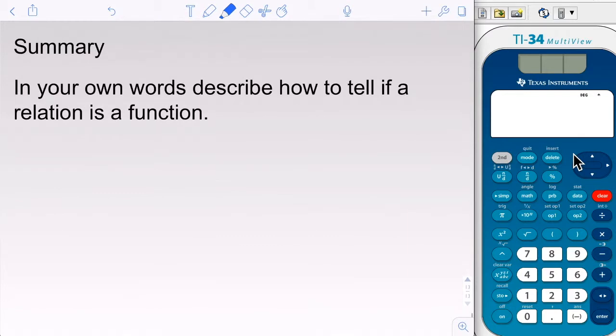And summary. In your own words, describe how to tell if a relation is a function. You could talk about from a table, you can talk about from a graph, you can talk about from a list of points, you could talk about from a mapping diagram. Just in your own words, how do you tell if the thing you're looking at, the relation you're looking at, is a function. Go ahead and pause the video and put down some words.